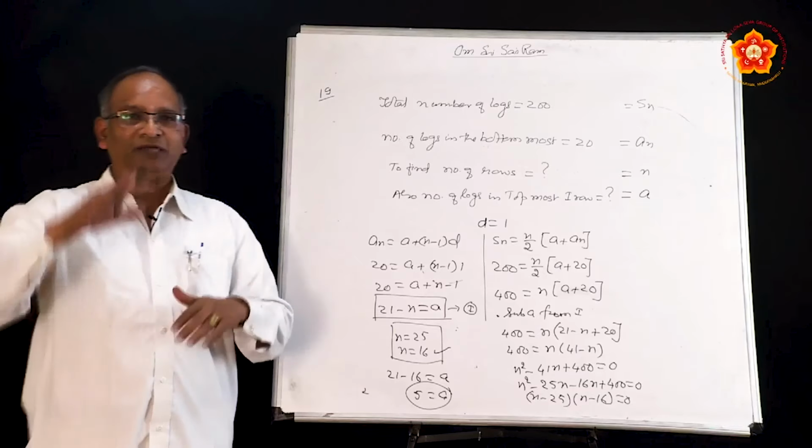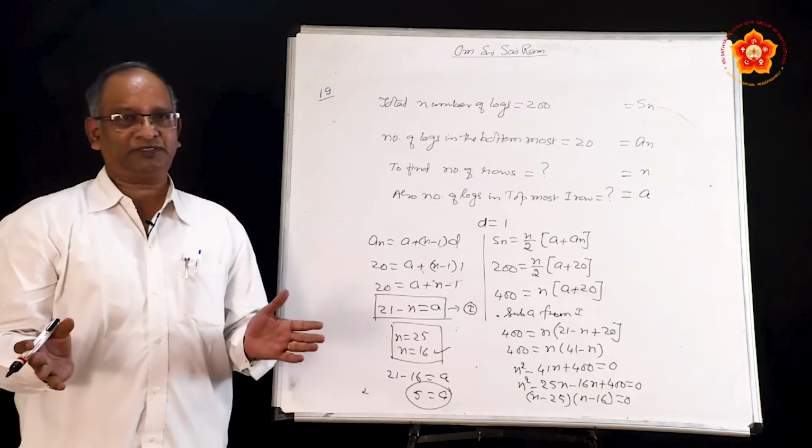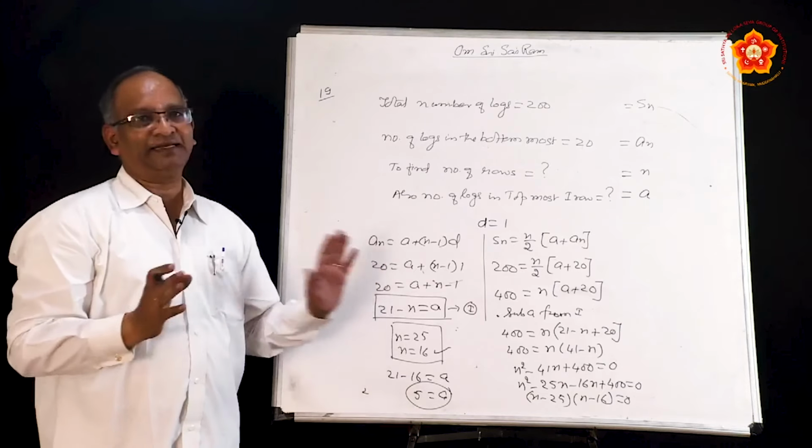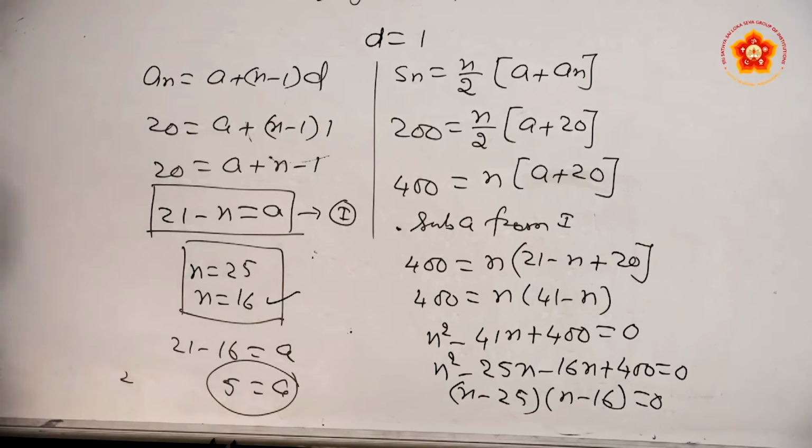So the number of logs in the topmost layer are 5. Number of rows is equal to 16. So n equal to 16 is the correct answer, a equal to 5 is the answer.